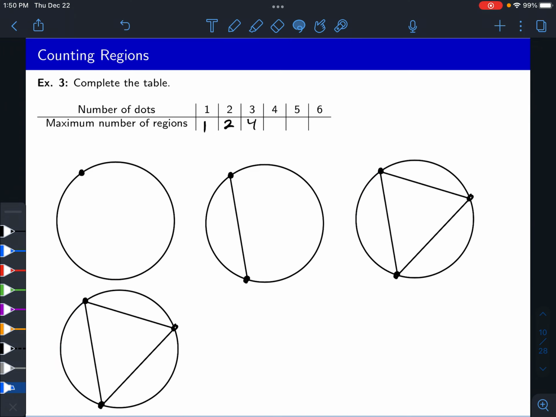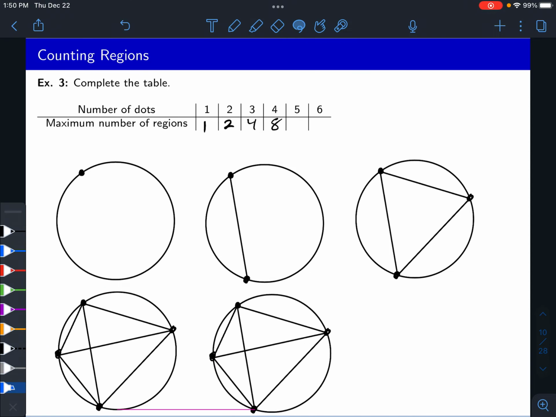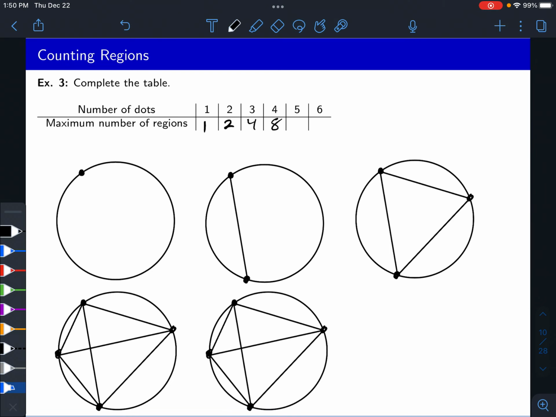Let's keep going. Let's draw a 4th dot right here. And then we'll draw lines from this dot to every other dot, and then count again the number of regions. So 1, 2, 3, 4, 5, 6, 7, 8. So now we have 8 regions. Okay, so it looks like we're just gonna hopefully keep on doubling. And let's keep going just to make sure that that pattern does seem to be continuing.